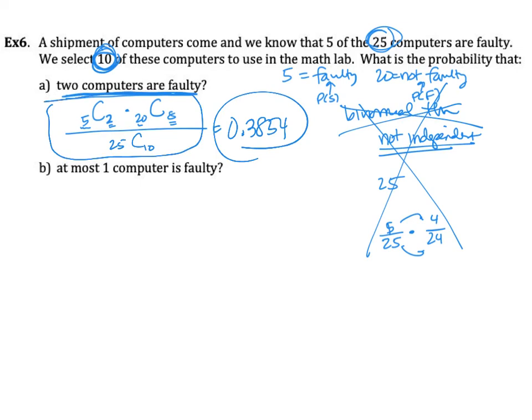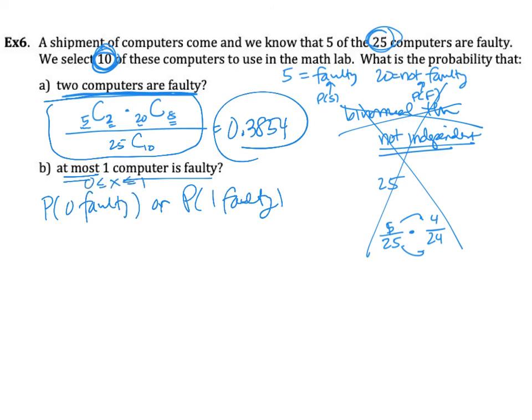You would plug these into your calculator, using the combination function. And then part B, at most 1 computer is faulty. At most means you're going to have 0 faulty, or you're going to have 1 faulty. So at most means 1 or less than that, but you can't go below 0 because you can't have negative computers. So try to figure out what this would be. I'm just going to tell you the answer. When you plug it into your calculator, you should get 0.3134.